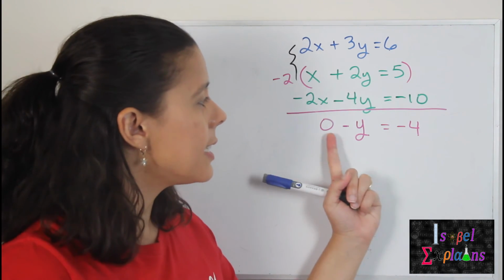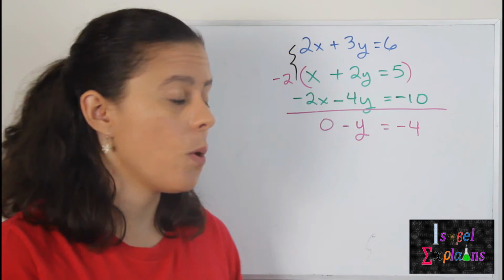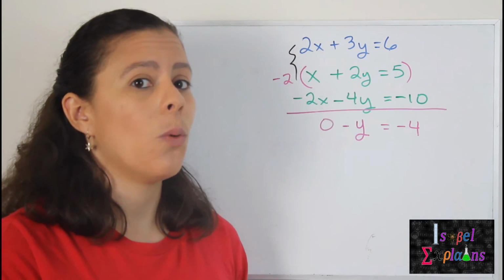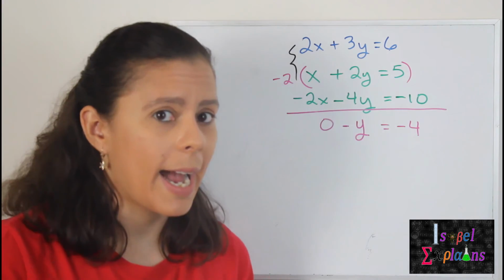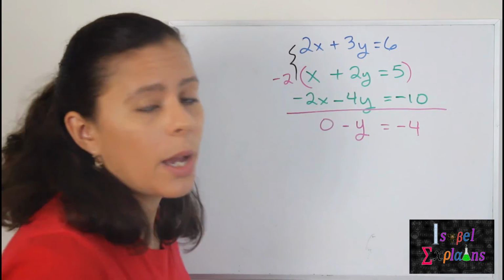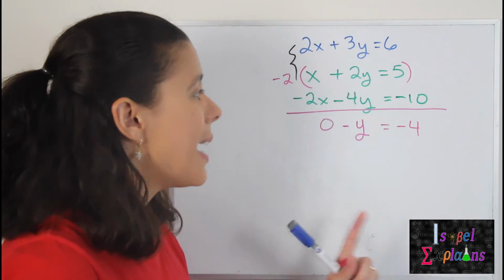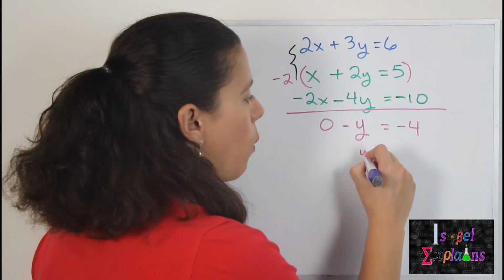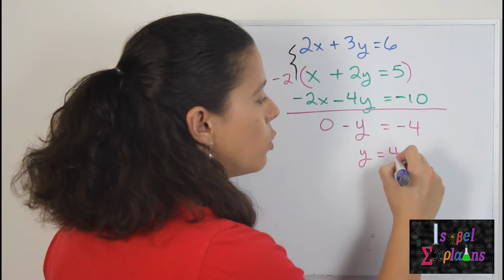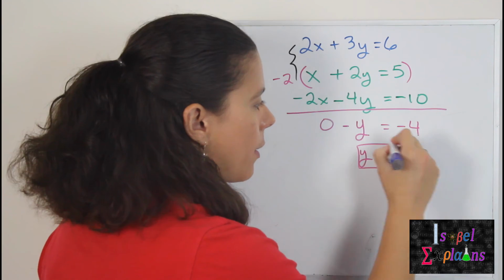Now, this is negative y equals negative 4. I don't want to know what negative y is. I want to know what y is. So I'm going to have to multiply or divide, whichever you prefer, by negative 1. So then y is actually going to be equal to 4.